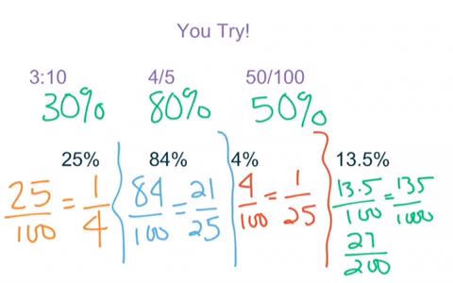Okay, so 3 to 10 is going to be 30%. 4 out of 5 is 80%. 50 out of 100, I hope you knew automatically, was 50%. Okay, 25% is the equivalent ratio of 1/4. 84% would be 21 out of 25. 4% would be 1 out of 25. 13.5% should be 27 out of 200, folks.